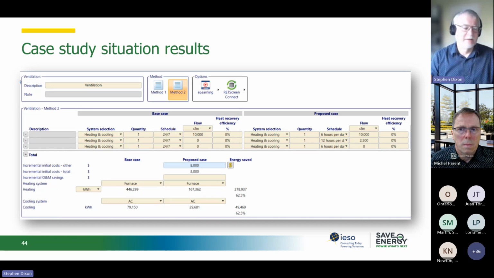So in the base case situation here, we have a circumstance where this hood is running 24/7, 10,000 CFM, full flow. And what we're going to do is go down to 6 hours per day at full flow, because that's what's required for cooking. Let's say they have 2 cooking sessions in the morning and the afternoon, something like that. So 6 hours per day at full flow. And in reality, this might be implemented by a completely variable system.